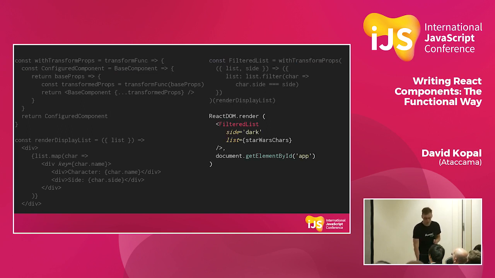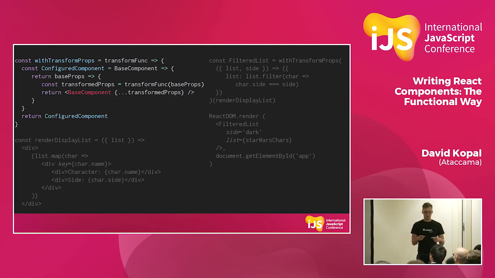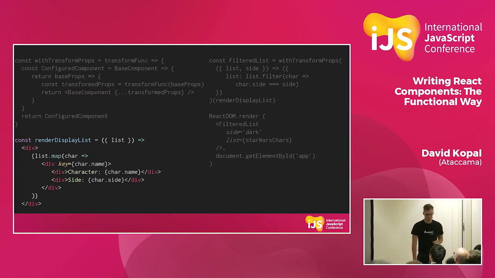And then we just render it to the screen. We pass it props, we pass it the side prop and list prop. And now it goes here. We will use the transformation function to filter the props, and then we pass the filtered props down to the base component, which is our render display list component.